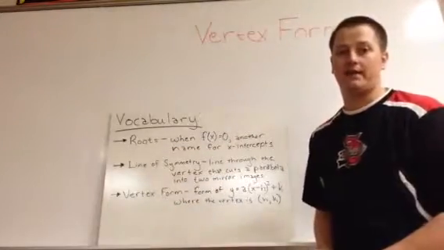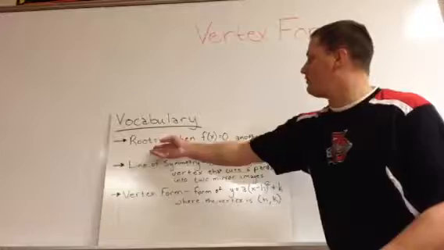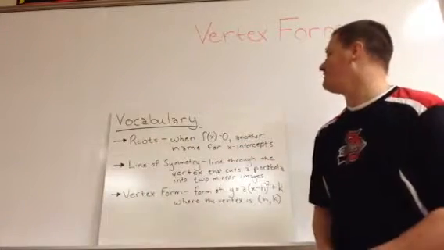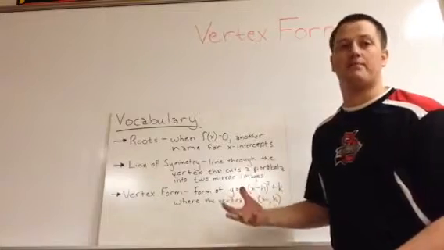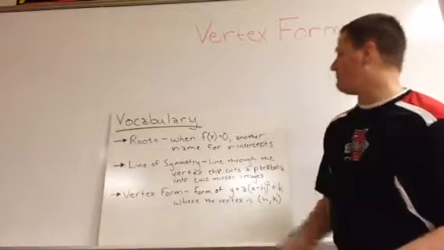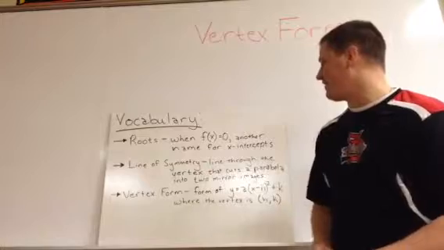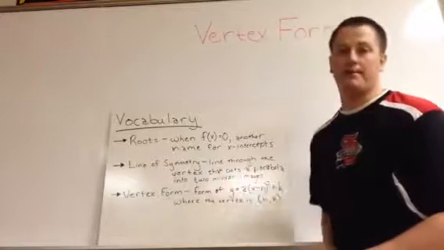Our vocabulary needed for this lesson are roots. This is when f of x equals 0. This is really just another name for x-intercepts. The line of symmetry. This is a line through the vertex that cuts a parabola into two mirror images.